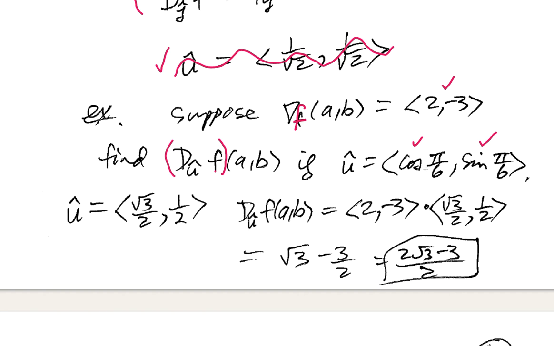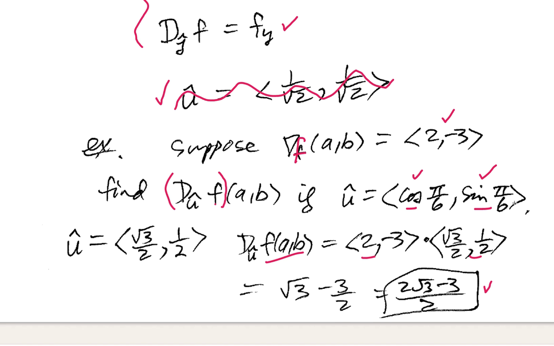All right, what would you do here? Well, it's very simple. You just compute this direction here: cosine of pi over 6, sine of pi over 6 is <square root of 3 over 2, 1/2>. And then the directional derivative, or instantaneous rate of change at (a, b), would just be the dot product of these two things, which ends up being 2 square root of 3 minus 3/2. So that's pretty easy.